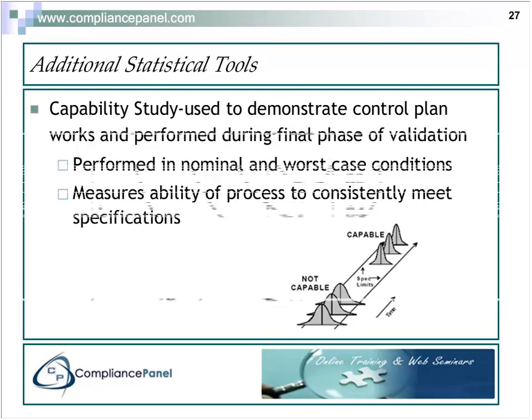Capability studies. Most quality engineers are familiar with process capability studies, and what you're trying to do is make sure the process is capable of operating inside the specification limits, and that is performed in nominal and worst-case conditions. And again, we're trying to see that we can consistently meet specifications, and in this particular case, we've got some normal distributions here. And the first three were outside our specs. The process is not capable, and we make adjustments to our process until we stay inside the specification limits, and we now have a capable process over time.